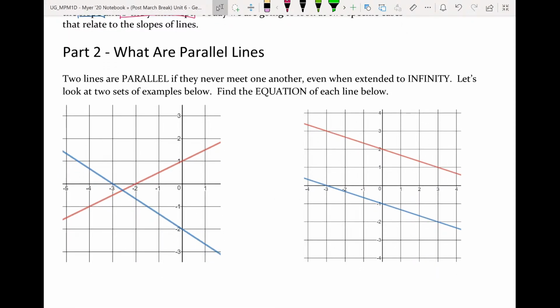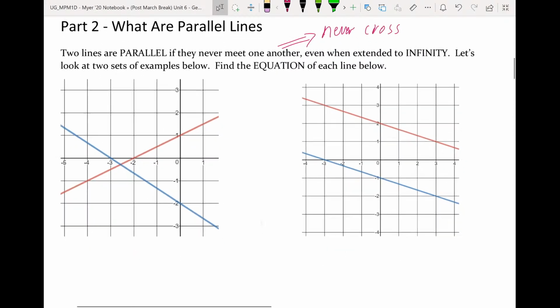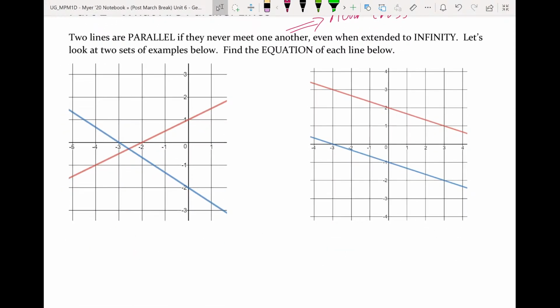Two lines are parallel if they are side by side and they will never, ever cross. They're kind of symmetrical, side by side, and it goes on all the way to infinity. So let's look at a couple of different examples. Let's find the equation of each line.